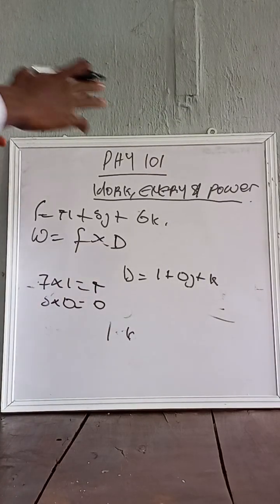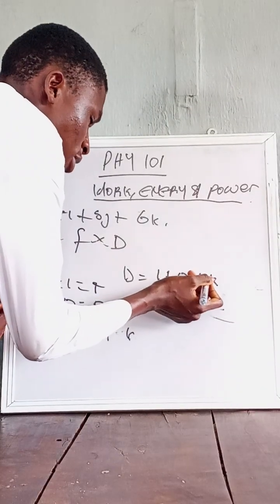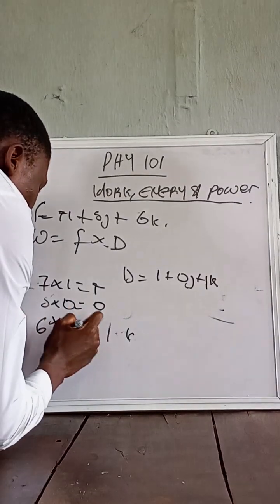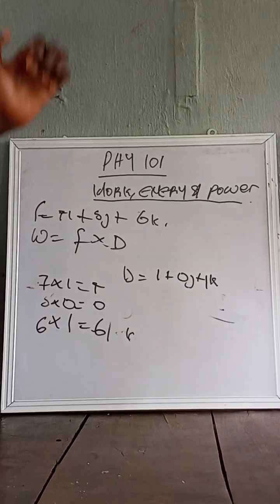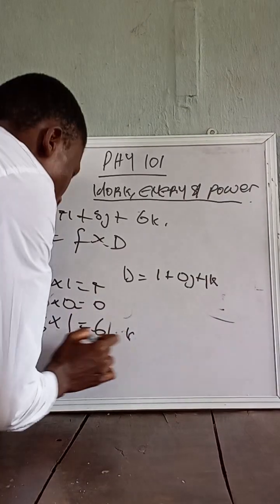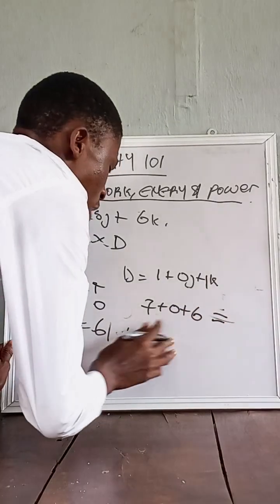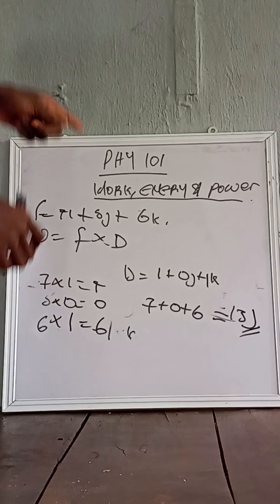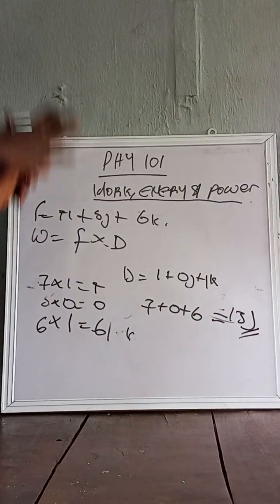Am I communicating? The next one is 6 times 1k. The coefficient is 1, so 6 times 1 is equal to 6. Because all these matching components are equal to 1, I will have 7 plus 0 plus 6 as the value of my work done. So I have 13 joules as the value of my work done. Am I communicating? So this is how we solve this particular question.